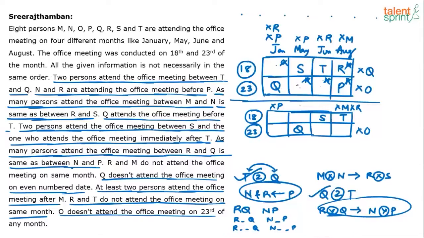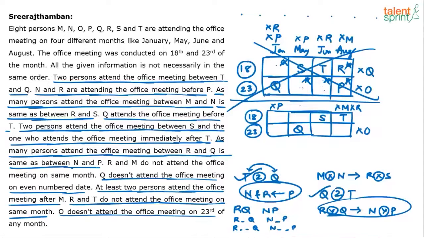Number of people between R and Q is 1, 2, 3, 4. And P will come definitely here. So the number of people between N and P should be 4, right? So if P is here, 1, 2, 3, 4, N has to come here. But this place is already blocked by S. Which means case number 1 is not giving me the correct result at all.